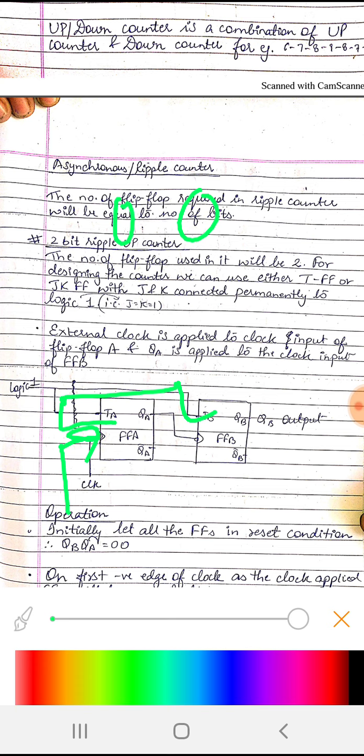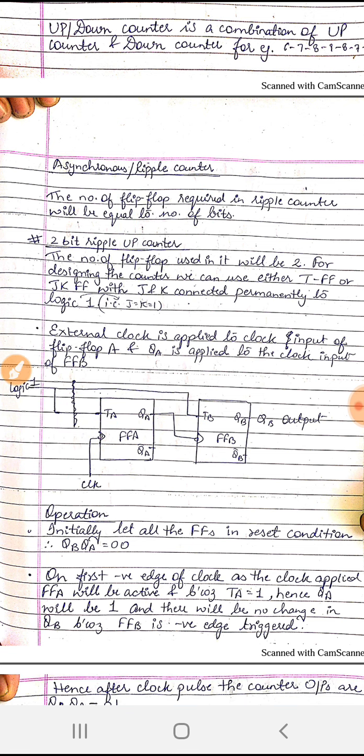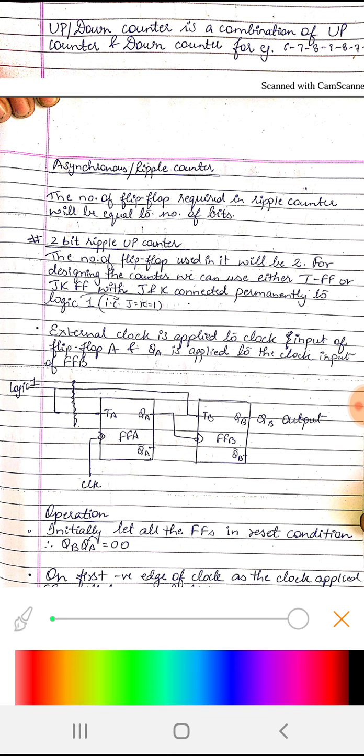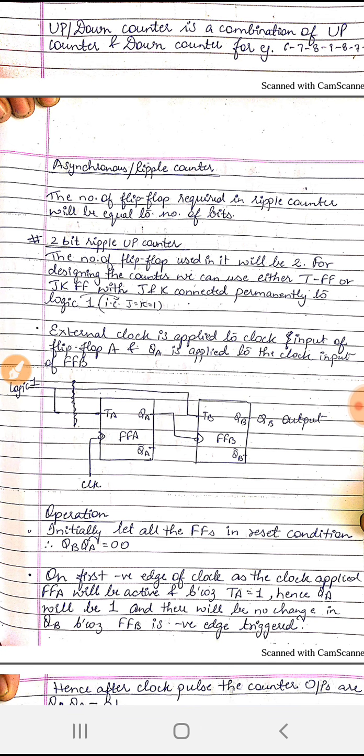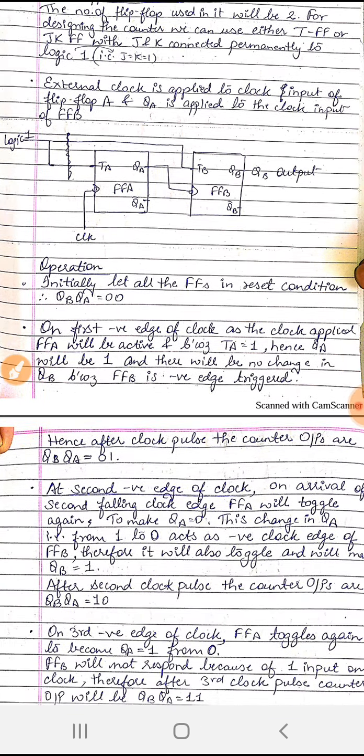Now I have applied the logic 1 to both the inputs TA and TB, and the clock is applied to the first flip-flop only. So what would happen in this case? As I have applied the clock to the first flip-flop, we can see in the operation here, initially the flip-flops are in reset condition, that is QA and QB both are 0 0.